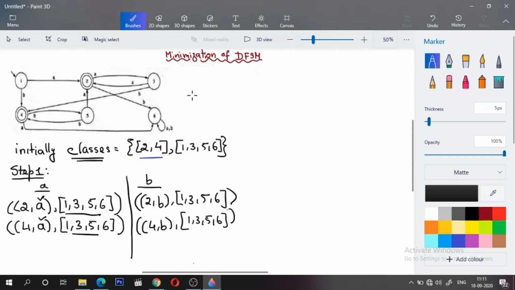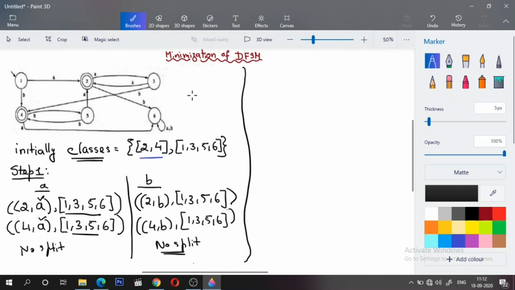So, what does this indicate? This indicates that upon A and B, 2 and 4 will make a transition to the same set, isn't it? Okay. So, first we have considered A. Since 2 upon A made a transition to 1, 3, 5, 6 and 4 upon A made a transition to 1, 3, 5, 6, there is no splitting required. Okay, no splitting. And similarly here, 2 upon B and 4 upon B will make a transition to the same class. So, no splitting required. So, at the end of one iteration, at the end of step 1, 2 and 4 will remain intact in the same class.